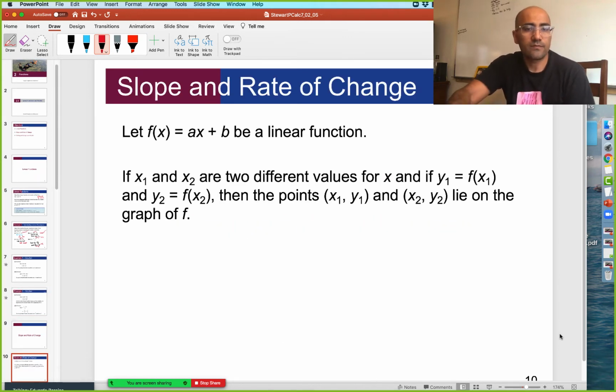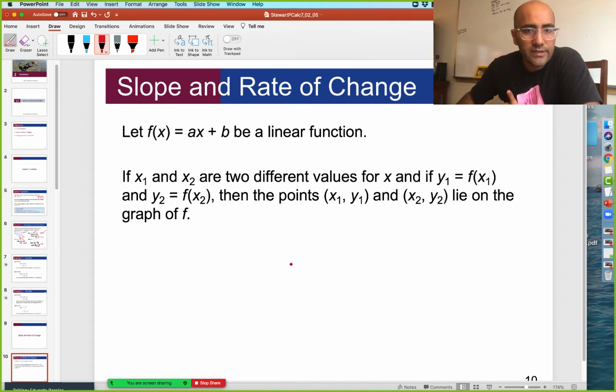Slope as a rate of change. Let f of x equal ax plus b be a linear function. If x sub 1 and x sub 2 are two different values for x, and if y sub 1 equals f of x sub 1 and y sub 2 equals f of x sub 2, then the points (x sub 1, y sub 1) and (x sub 2, y sub 2) lie on the graph of f. Okay, that's a whole lot of messy stuff.